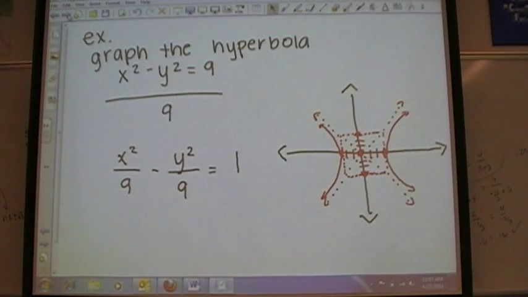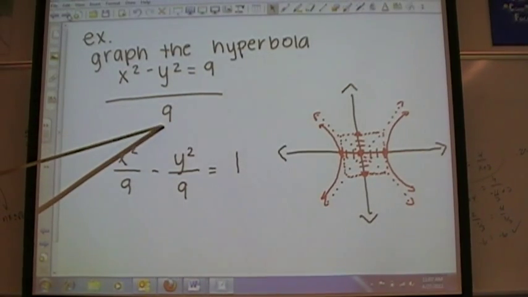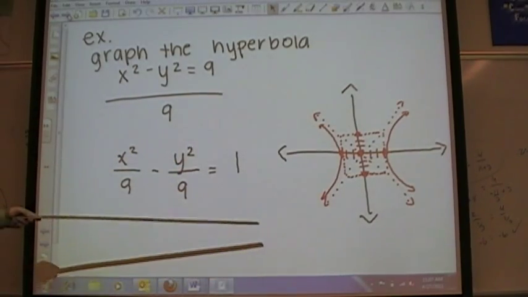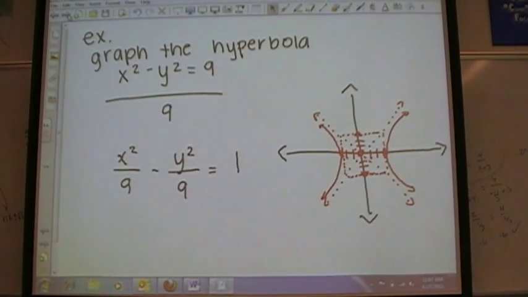Same as for an ellipse, for a hyperbola we want both of them to equal 1. So here I'm going to divide everything by 9, and I end up with this in standard form: x squared over 9 minus y squared over 9 equals 1. Nothing's being added or subtracted to x and y, so my center is 0, 0 again.